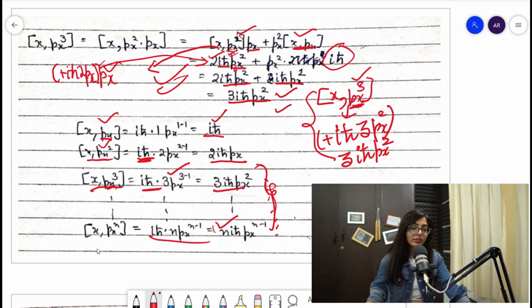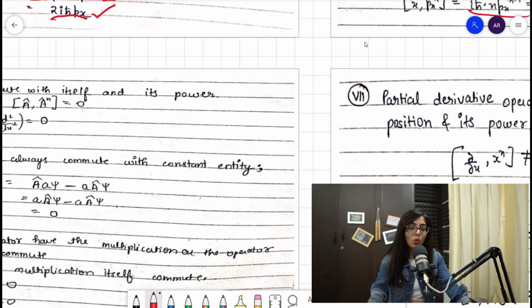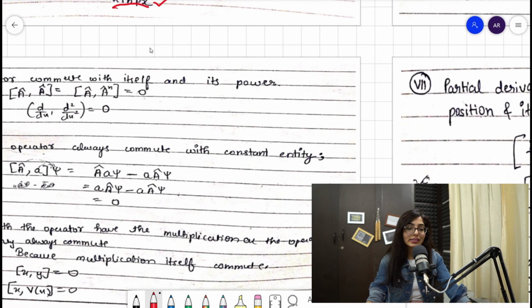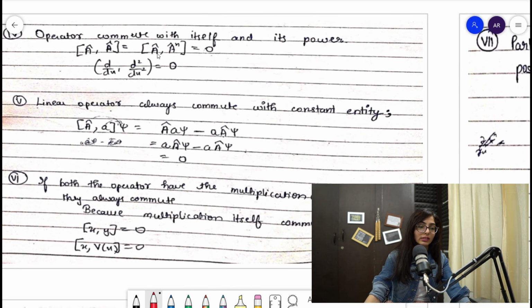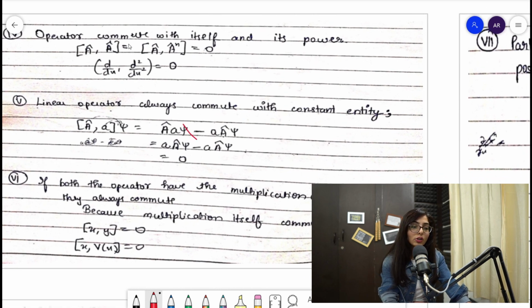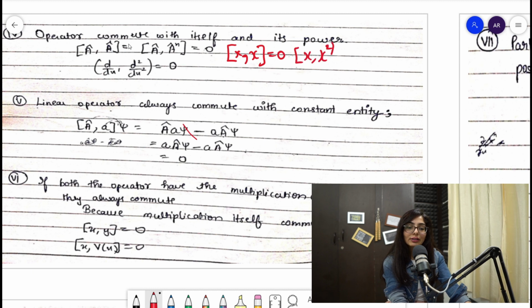Clear? So without delaying, let's discuss more things. Let's see some important properties of operators. Clear? So guys, this thing I told you, that the operator commutes with itself and its power, like the way I told you that x comma x will be 0, and if x comma x square is there, that will also be 0, and any power will be 0. Clear?